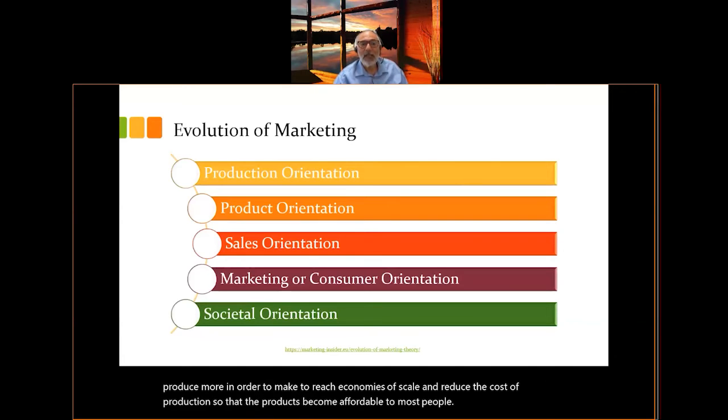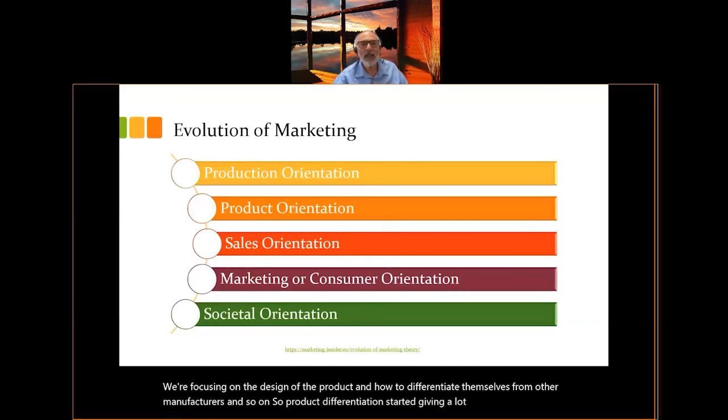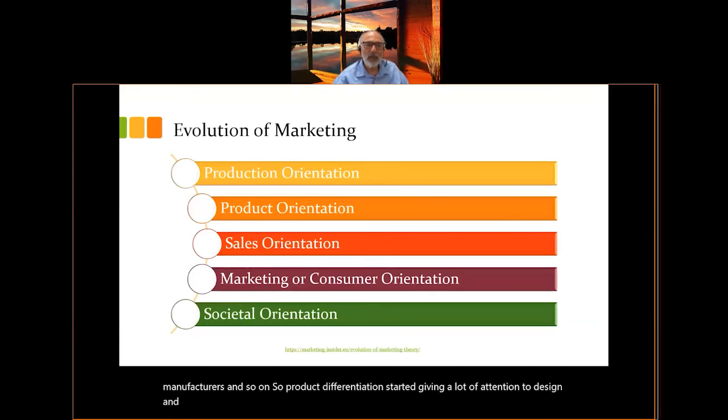But as more and more products became available in the market, manufacturers and businesses found it difficult to sell their products because they were all similar. So they became interested in differentiating the product so that they're different. So this is a product orientation, that businesses were focusing on the design of the product and how to differentiate themselves from other manufacturers and so on. So product differentiation started giving a lot of attention to design and features of the product, benefits or things like that.